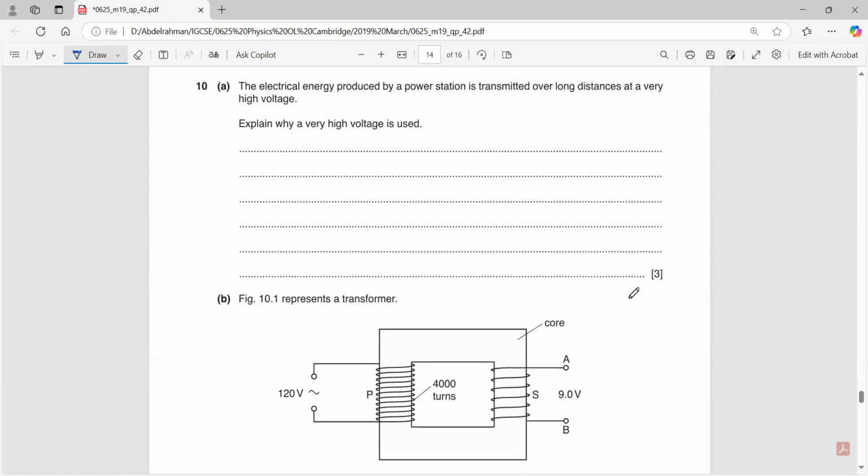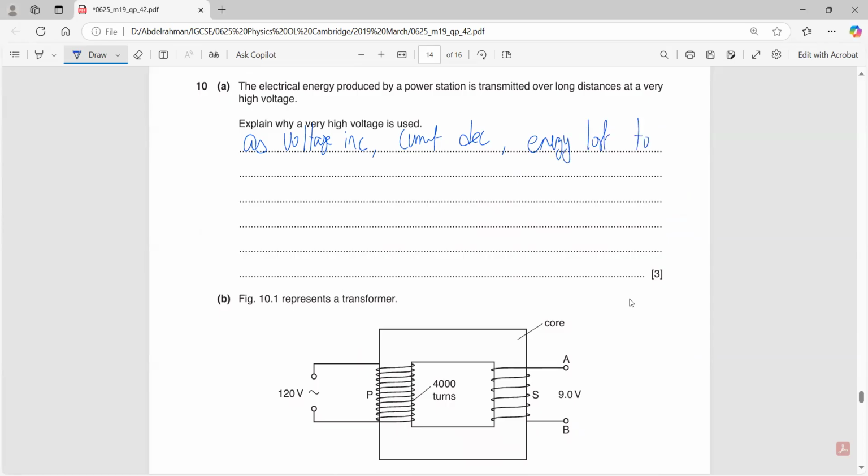Electrical energy produced by a power station is transmitted over long distances at very high voltage. Explain why a high voltage is used. As voltage increases, what happens to current? Current decreases.